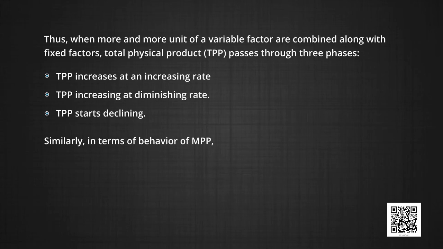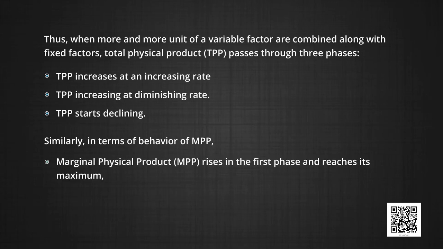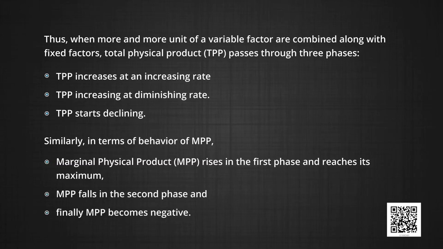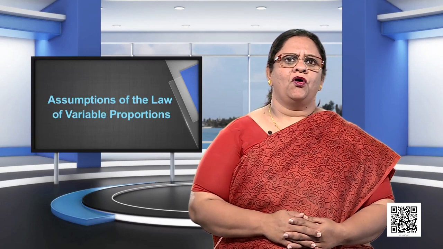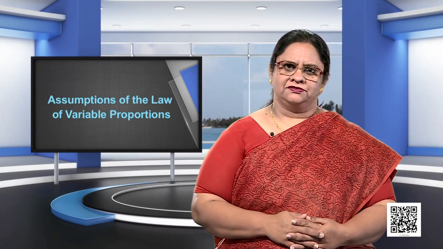Similarly, in terms of the behavior of the marginal physical product, the marginal physical product rises in the first phase, reaches its maximum, and then falls in the second phase, and in the third phase, it becomes negative. This law operates in the short run when all factors of production cannot be increased or decreased simultaneously. Let us now list the assumptions of the law of variable proportions.